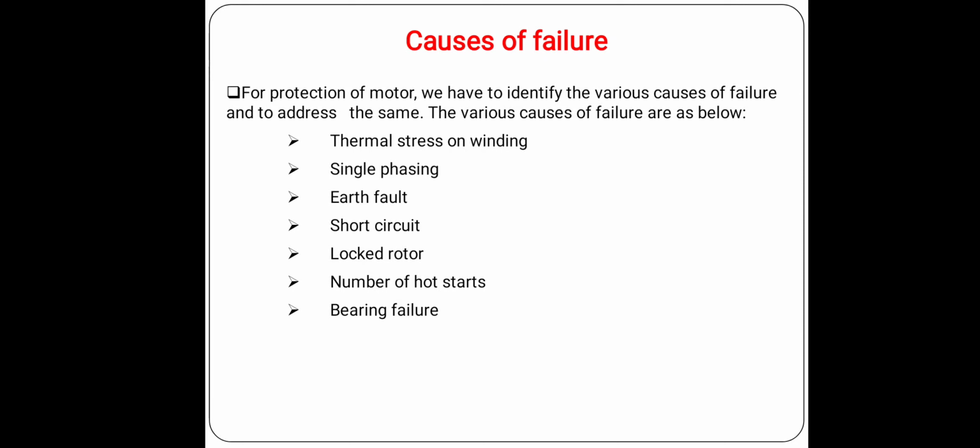Next one is earth fault. If any part of winding comes in contact with the ground, then we can say the motor is earthed. If we start the motor in this condition, then it will lead to failure of motor. Next cause is short circuit. It is very obvious: if there is a contact between two phases of a three phase winding or between the turns of a phase, then this will be termed as short circuit. And we all know that during the short circuit the current is extremely high. So due to this high value of current, it leads to failure of the motor winding or motor.